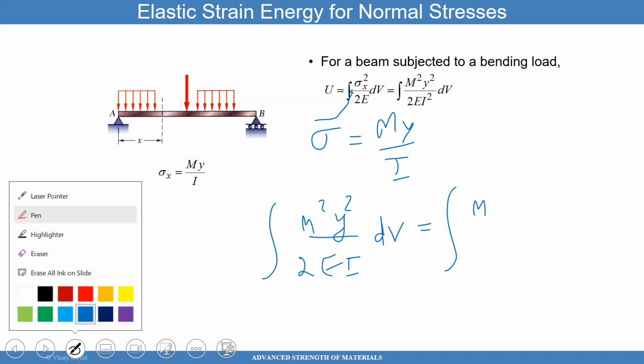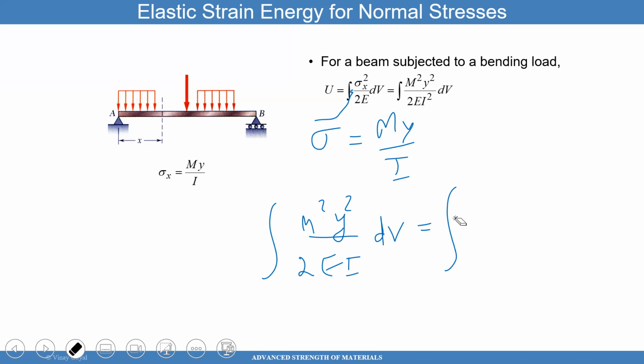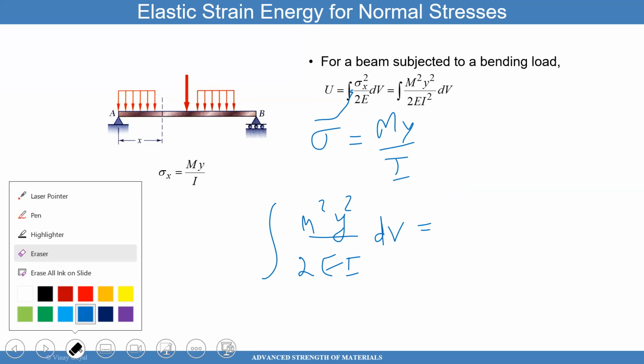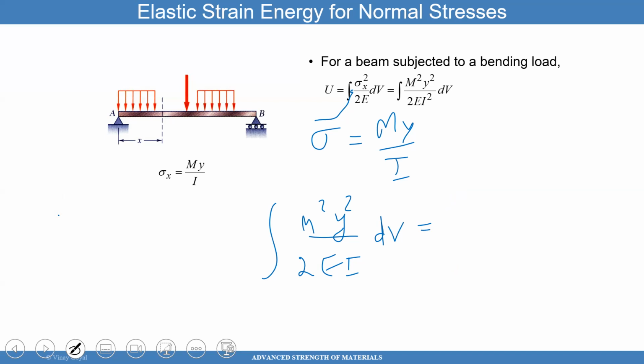Can I write this as the integral of M squared? No, hold on. I'll make it better there. Moment is not constant, so let me just do it this way. I'll do the integral of M squared over 2EI squared dx, times the double integral of y squared dA. So I'm going to break up my integral into two pieces. This does not depend on the cross-sectional area. And in the double integral of y squared dA, I'm missing a square here, by the way, it's I squared.